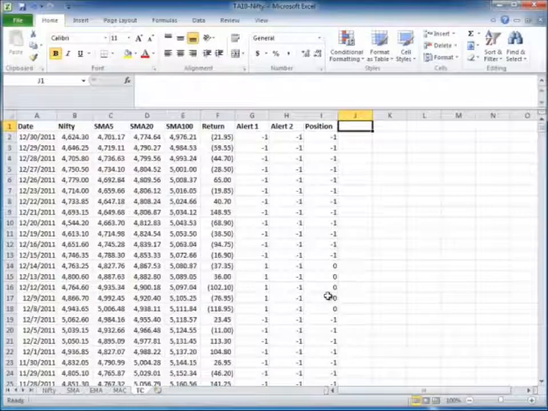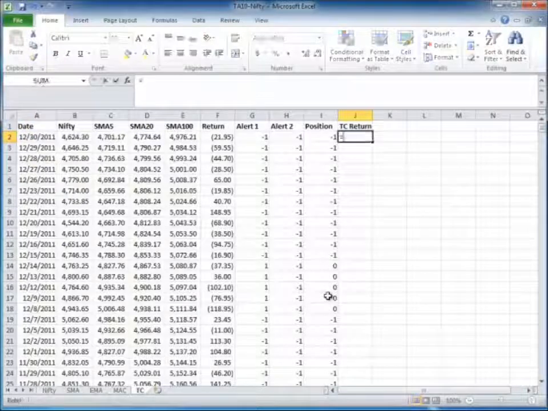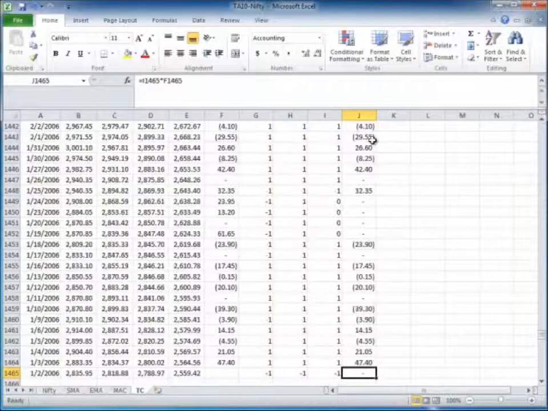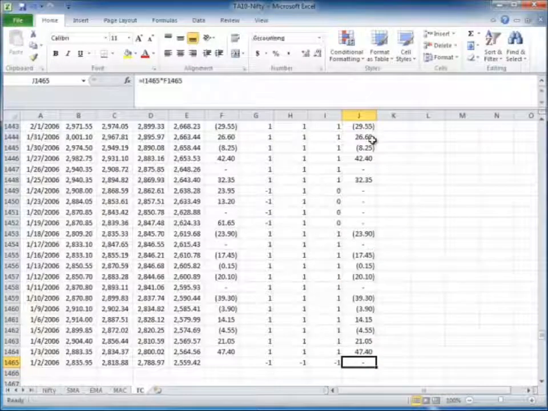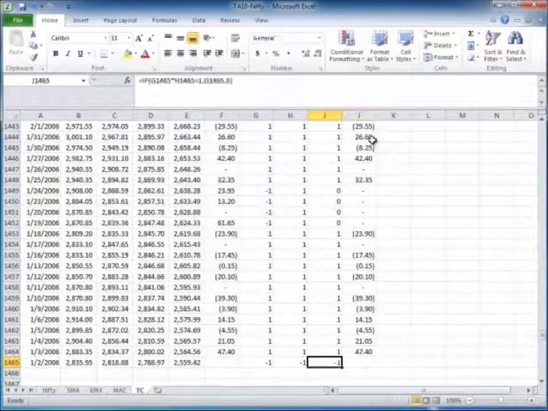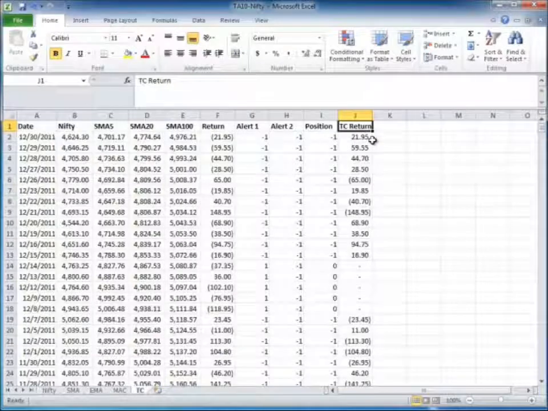And then finally, we need to calculate the return. So I do TC return, and this is just equal to the position I take times the return, just like before. I go all the way to the bottom, and I'm going to get rid of this last one here, which is nothing there. That's fine. Let's get rid of these as well. And now we can see the returns that I made from this strategy.